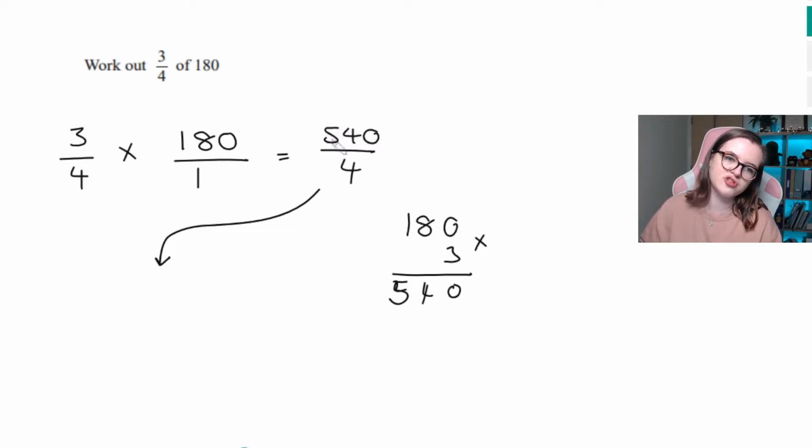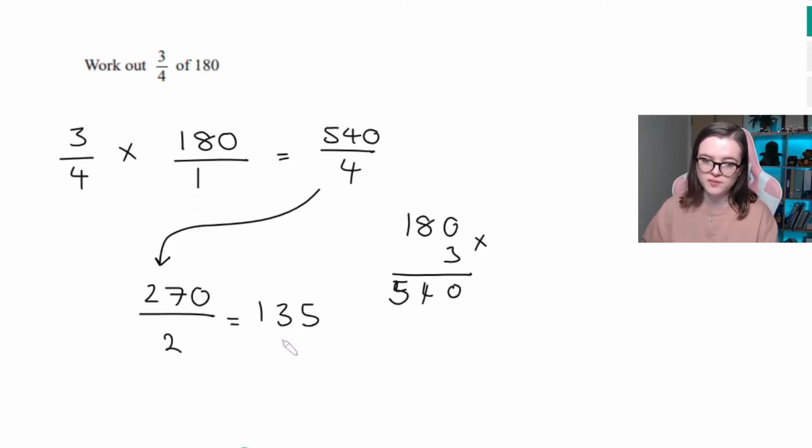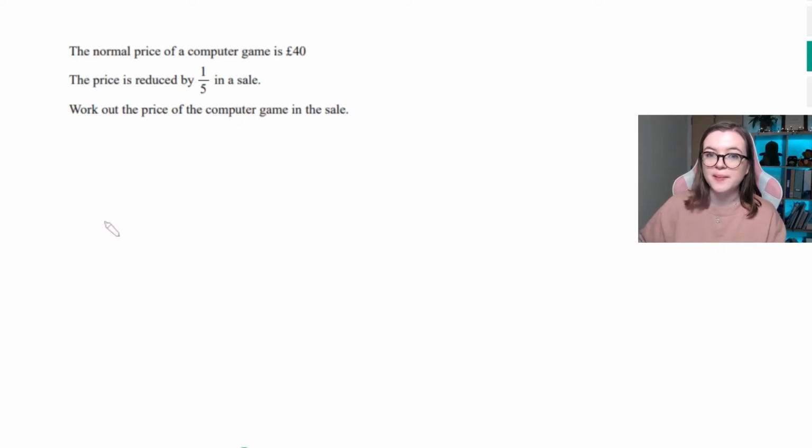540 divided by 2. Let's have a think then. So that's 500 divided by 2 is 250, plus 20 is 270, so that's 270 over 2. Divided by 4 as well, so 4 divided by 2 is 2. And then divide that by 2 again. That's 135 over 1, which is just 135. And there we are.